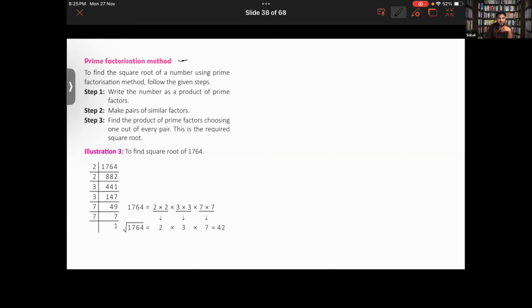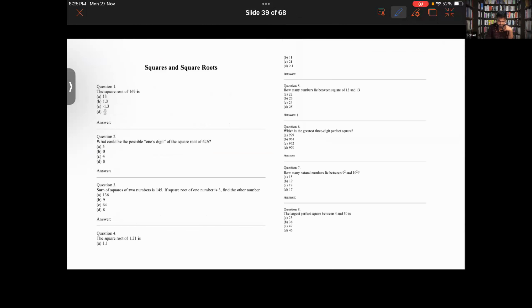So far we did talk about the repetitive subtraction method. We did discuss the estimation method as well. Now you have the prime factorization method, right? We will use the prime factorization method when we know that the number is a perfect square number, right? So by this method we can find the square root of a number like this. Getting it? Take some questions and then practice it.